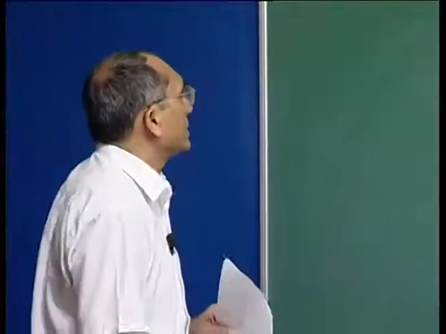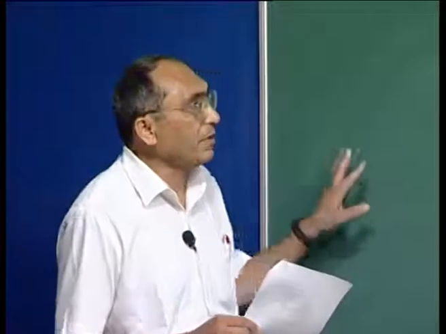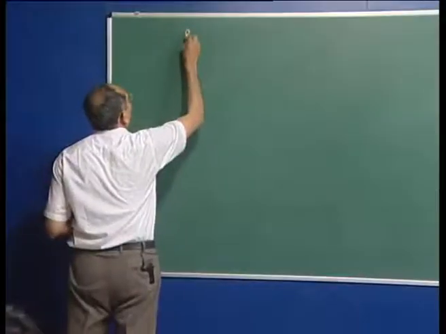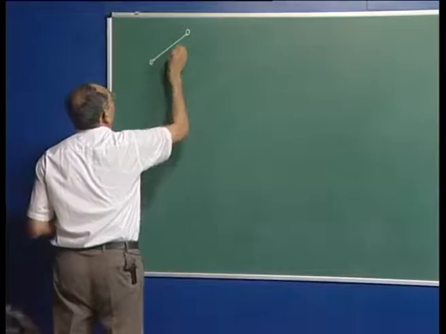So, now let us characterize the edges which are not in the tree. So, let us just go back and build a symbolic tree.